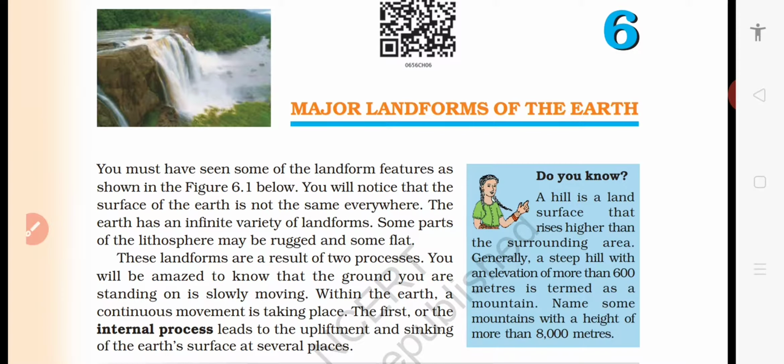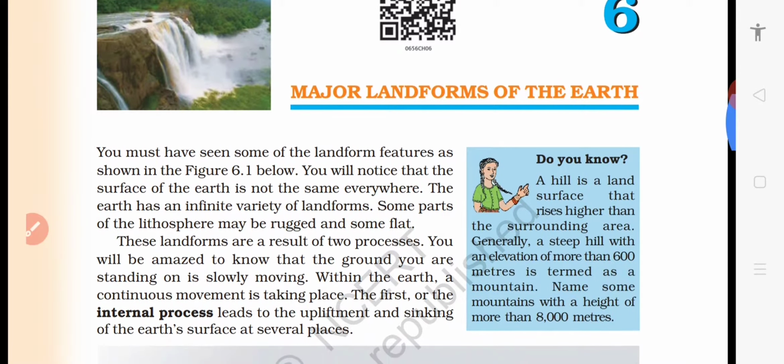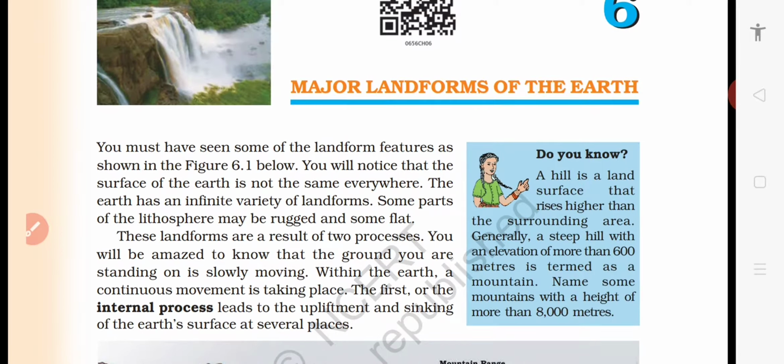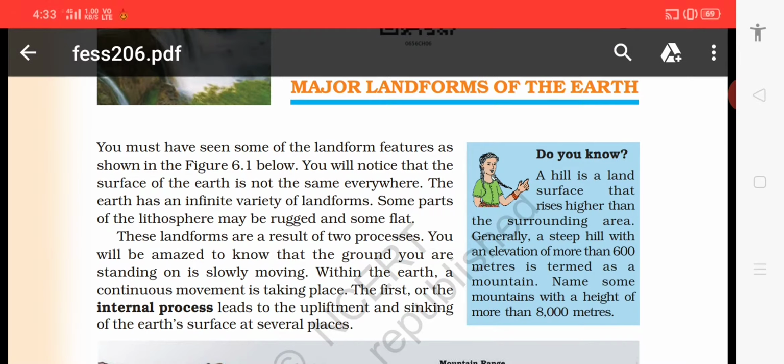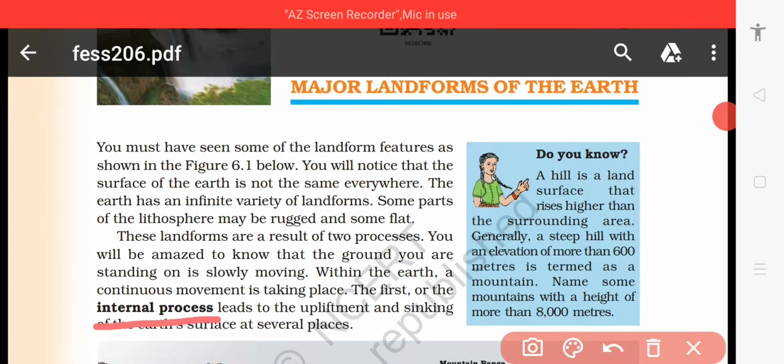In the last chapter we talked about the lithosphere. Lithosphere means the land and crushed stones present on the surface where we live. In this chapter we'll talk about the processes of landforms. There are two processes of landform: one is the internal process and the other is the external process.